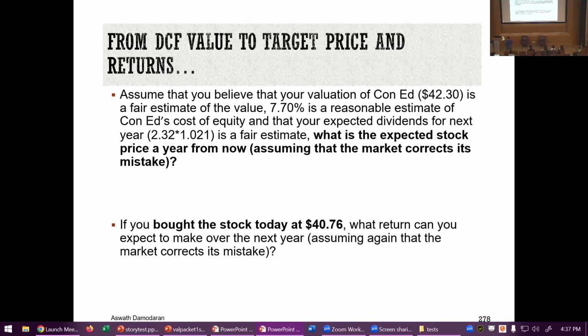I gave you the cost of equity for the company, 7.7%, and I've also given you the expected dividends next year. With those three ingredients, can you convert my dividend discount model value per share today to a target price a year from now? How do I go from value per share today to expected target price a year from now? What is the cost of equity? It's what I expect to make if the stock is correctly priced, right? So in this stock, what do I expect to make?